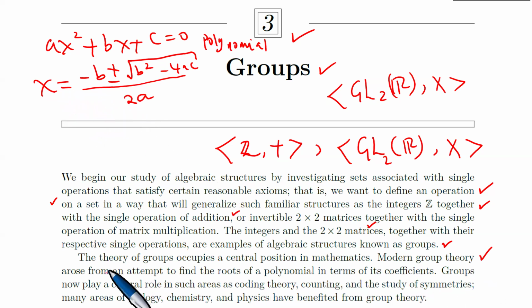So modern group theory arose from an attempt to find the roots of a polynomial in terms of its coefficients. Here's a polynomial. These are the roots, and there are two roots, which can be distinct or equal to each other, but they are in terms of the coefficients A, B, and C only. Very interesting. Groups now play a central role in such areas as coding theory, counting, and the study of symmetries. Many areas of biology, chemistry, and physics have benefited from group theory.